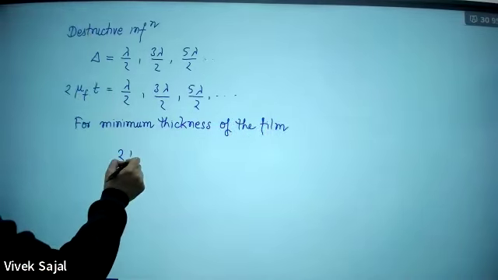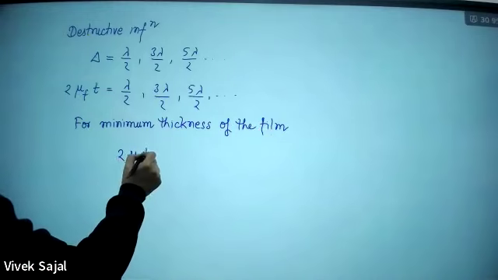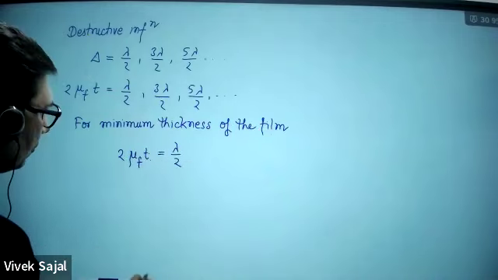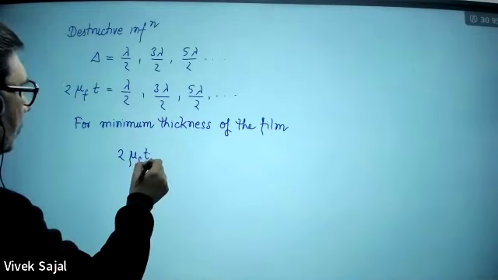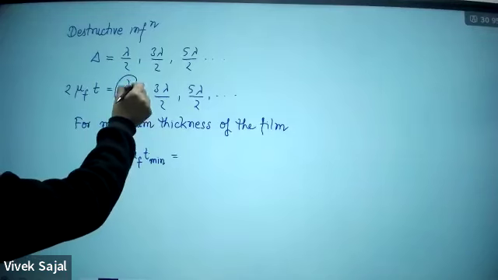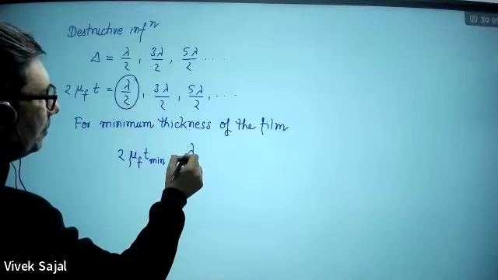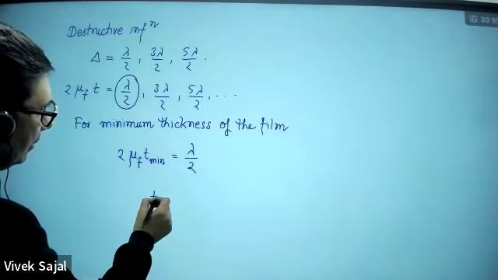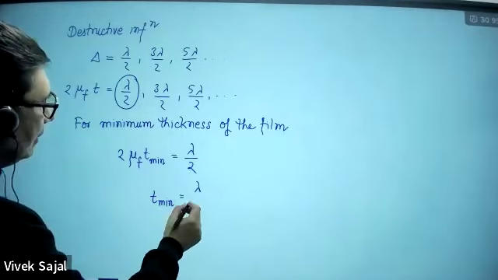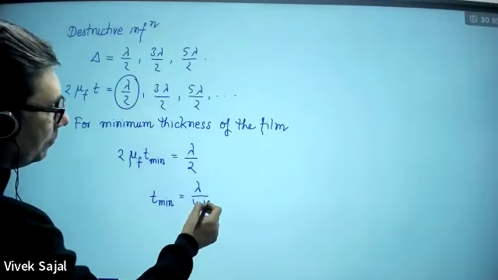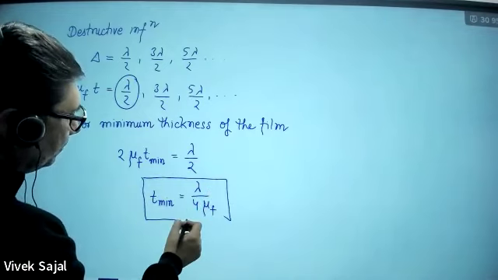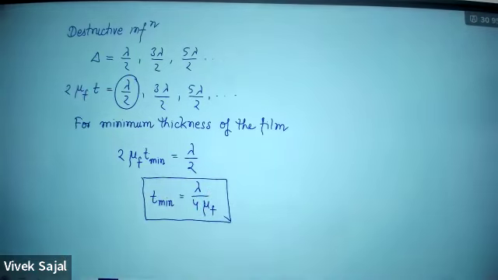ठीक है, this 2 mu ft should be lambda by 2. ठीक है ना? So here I should write it as T minimum. When it is going to be minimum, you should choose the minimum value on the right hand side. So this will be lambda by 2. So this T minimum for anti-reflection films or non-reflecting films will be lambda upon 4 mu f. ठीक है? For anti-reflection films, non-reflecting films, this should be the thickness of the film.